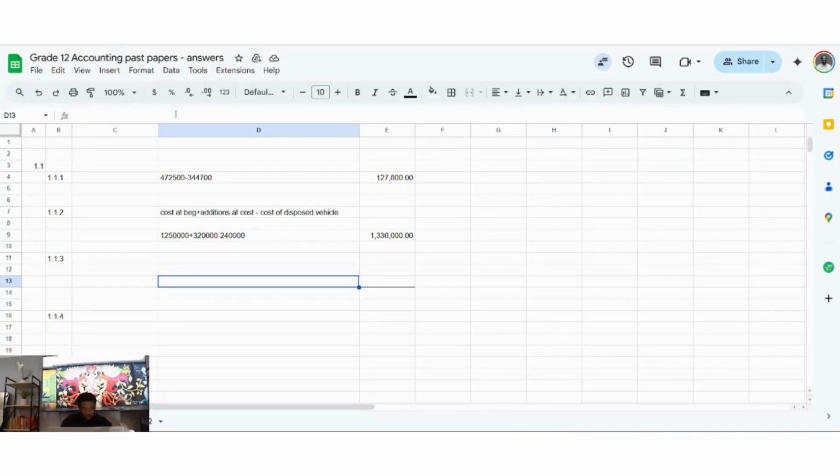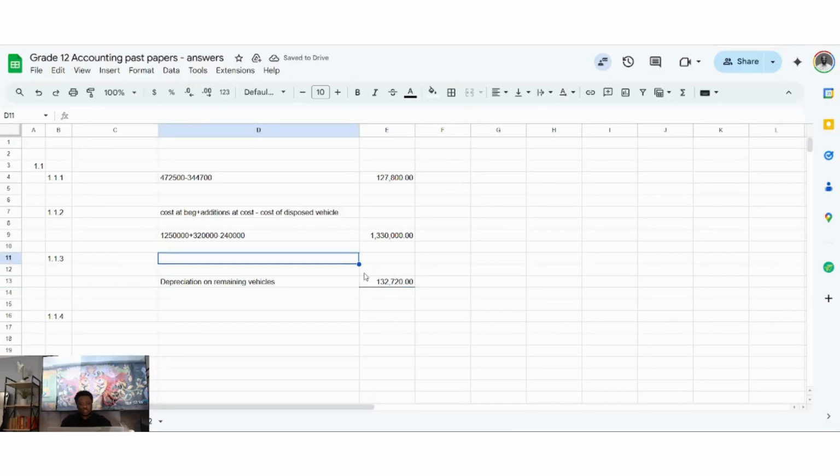So depreciation on the remaining vehicles would be 132,720, and now we need to look at the depreciation on new vehicles, and then depreciation on the disposed vehicle. Okay, cool. So let's try to work this out. Let's start with the new vehicle.